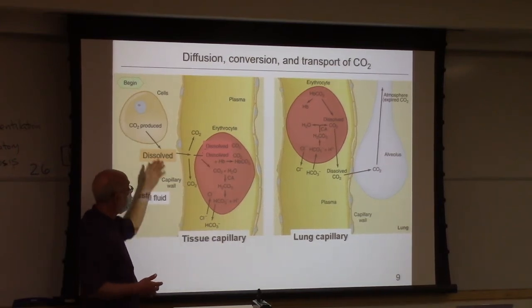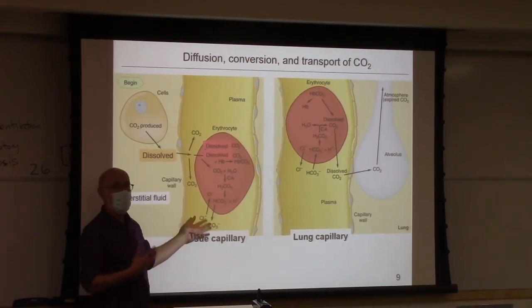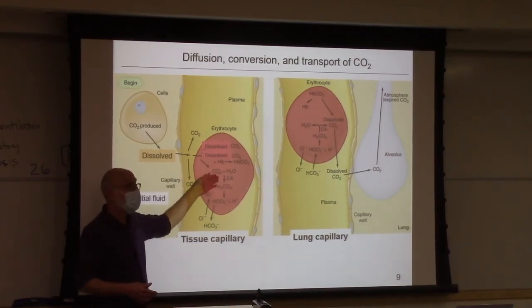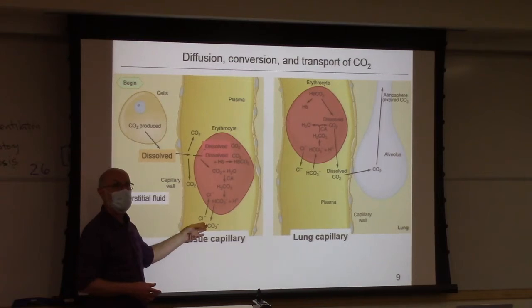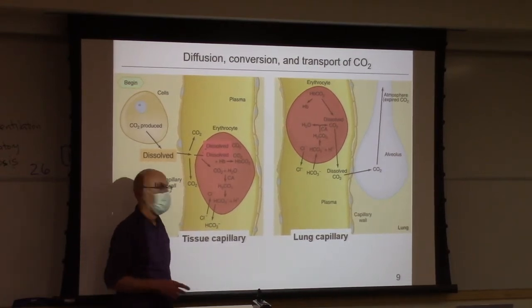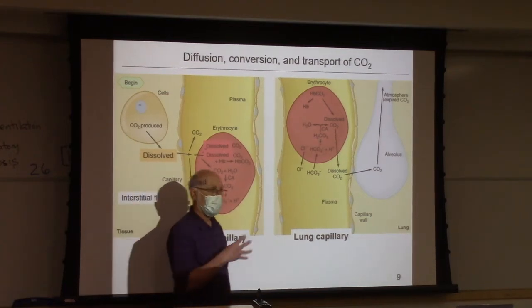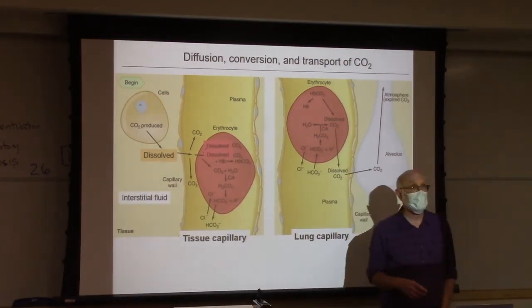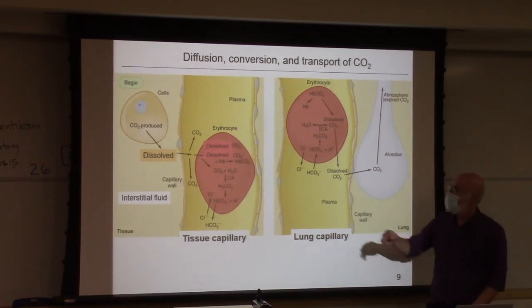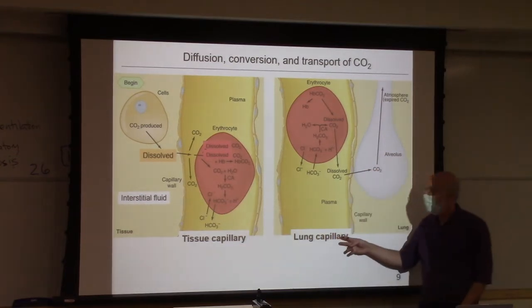So some of your CO2 becomes bicarbonate. And it doesn't just become bicarbonate inside the cell, it becomes bicarbonate in the plasma. That's key. Bicarbonate is part of the pH system, but it's also part of our ability to carry carbon dioxide. Okay, how do we get from a tissue capillary to a lung capillary?